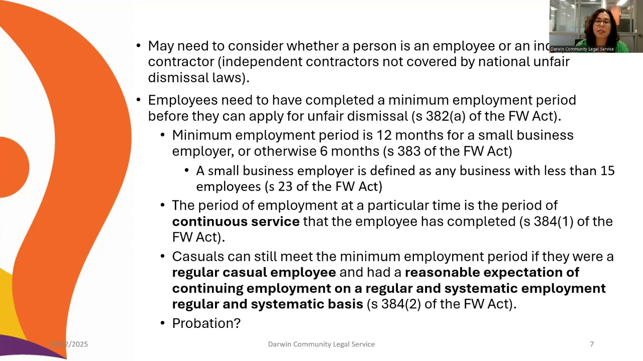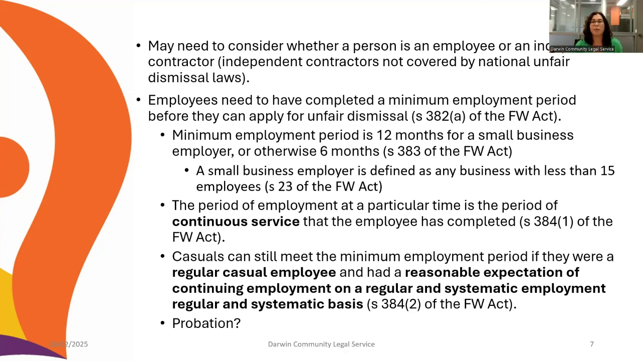The continuous service thing can be really important. Like I said, not all periods count towards continuous service, and so not everything will feed into that minimum employment period. You might need to do some analysis if a person has taken a bunch of leave, for instance, and the timing looks a little bit tight. The Fair Work Act defines what continuous service means and gives you some guidance about what is and is not continuous service. So it's sometimes just a process of going through and adding up the timeframes.